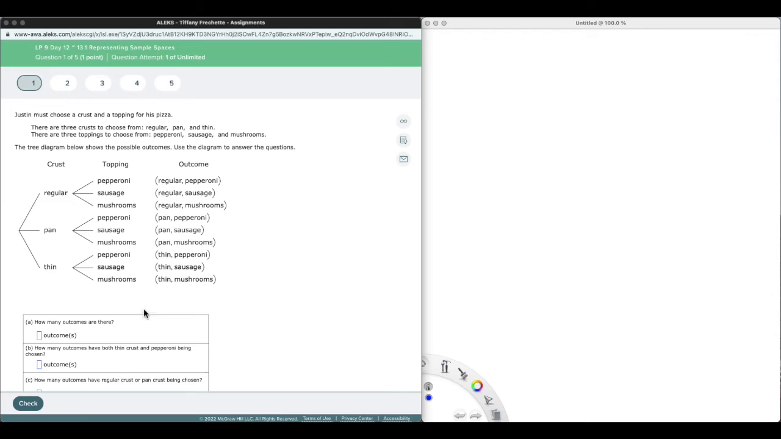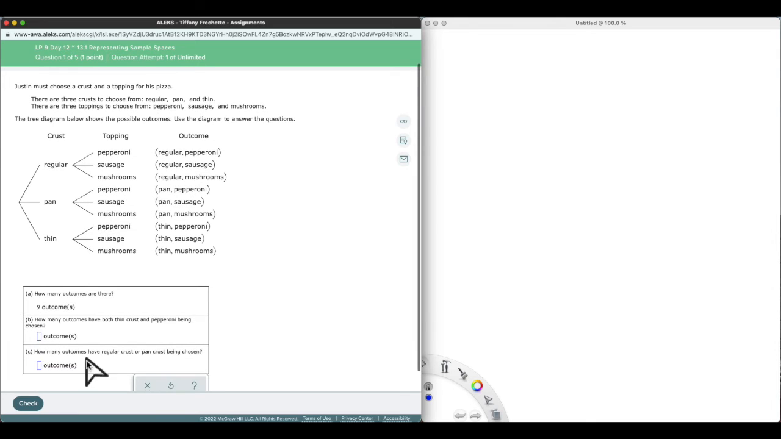So how many total outcomes are there? Well, we just look over here and say, there's 1, 2, 3, 4, 5, 6, 7, 8, 9. So there's 9 different outcomes, 9 different possibilities or choices that Justin can make. We'll say Justin since it's him in the problem here.